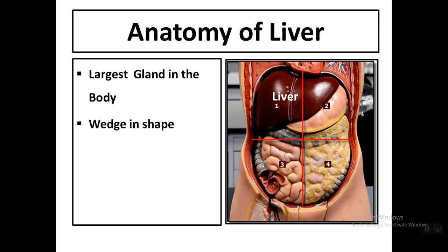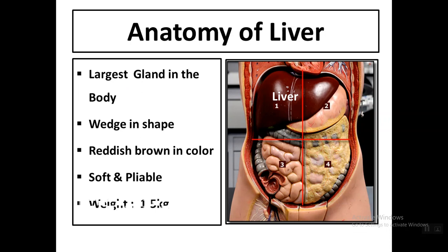It is wedge in shape. If we take a section in it, we can see that it is wedge in shape, reddish brown in color, soft and pliable, and its weight in an adult is about 1.5 kg.